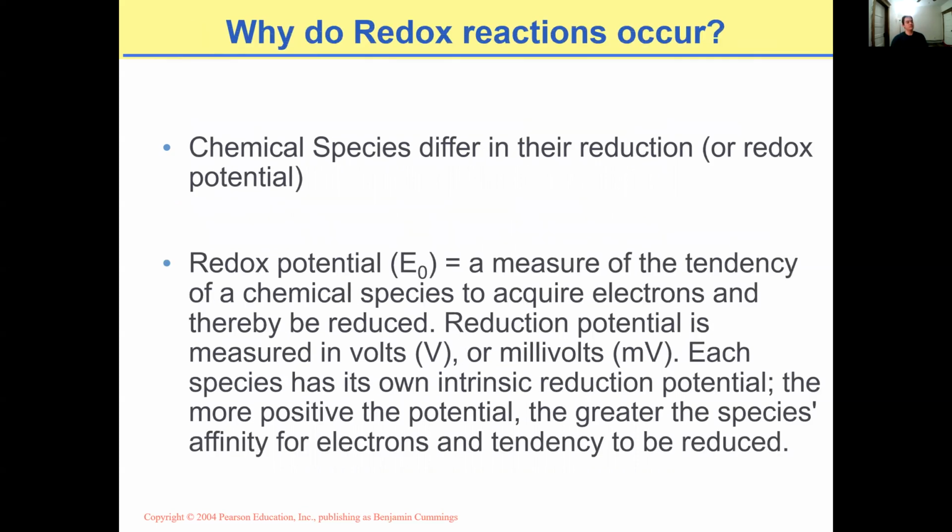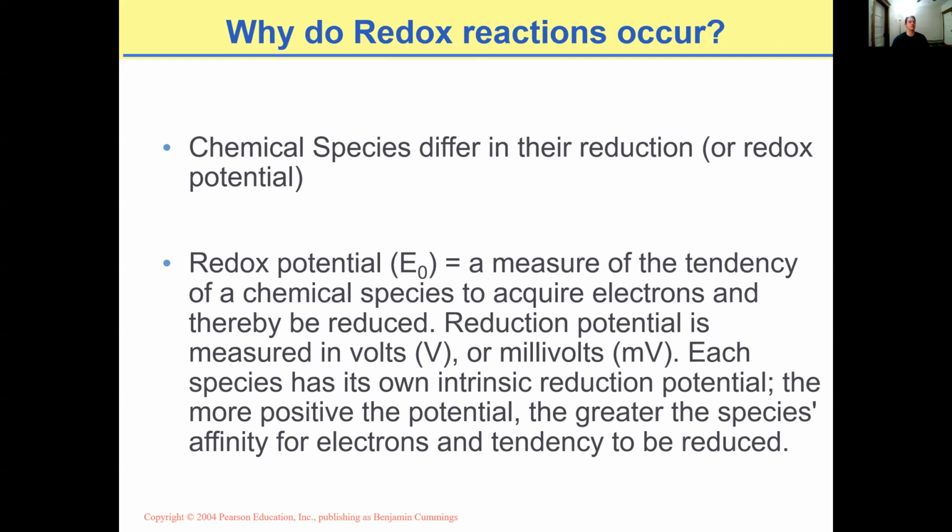And then chemical species. This is really important because we will definitely be looking at this, and if you further your studies, this will become very important, especially in microbiology and the field of medicine. So I'd really recommend you take the time, read up on this chapter, make sure you understand this. You need that strong baseline. So chemical species will differ in their reduction or redox potential. Redox potential is just a measure of the tendency of the chemical species to acquire electrons and thus be reduced. Reduction potential is measured in volts or millivolts, more commonly millivolts.